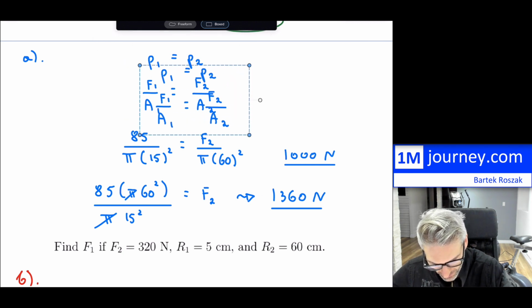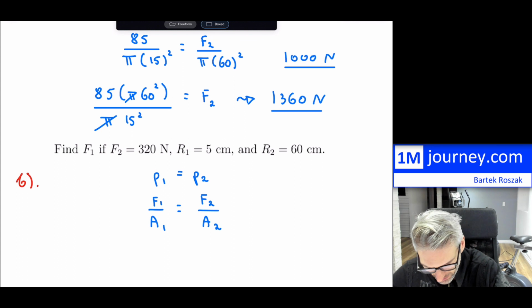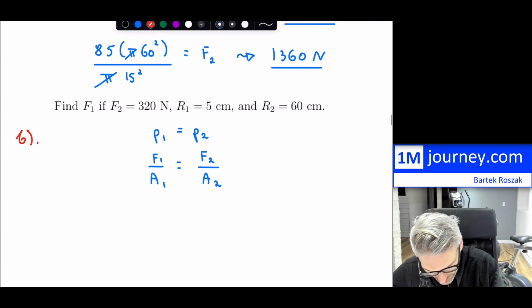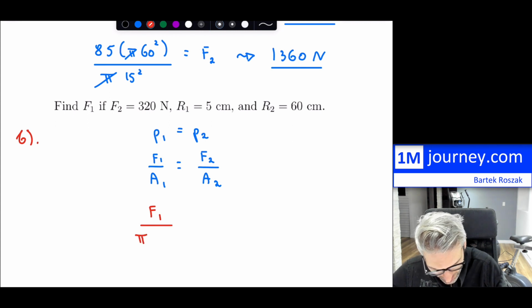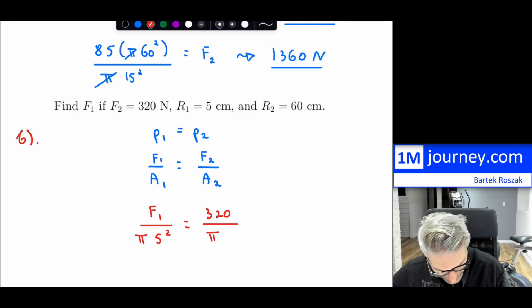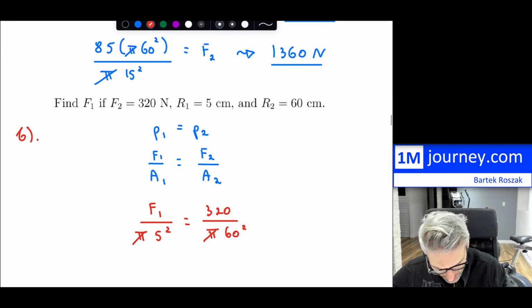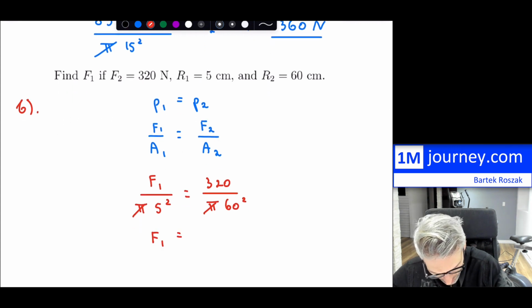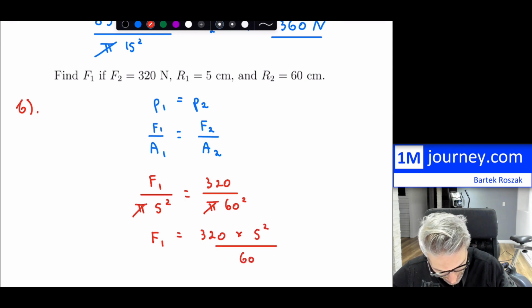So this whole thing, I'm going to duplicate it, bring it back down, and fill it in with the given information. In this case, we have F1, which we're trying to solve for. This is going to be pi, my radius of 1 is 5 squared. I'm going to just keep it in centimeters because I have the other one as well. And then this is going to be 320 newtons all over pi, and this is now 60 squared. The pi's will cancel each other out, and we're going to have F1 is equal to 320 multiplied by 5 squared divided by the 60 squared at the bottom.